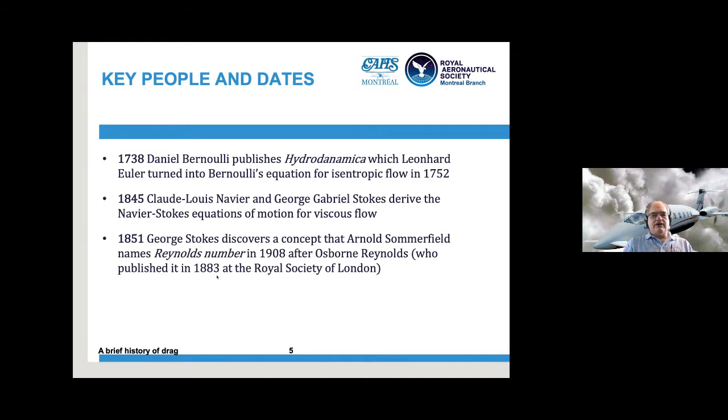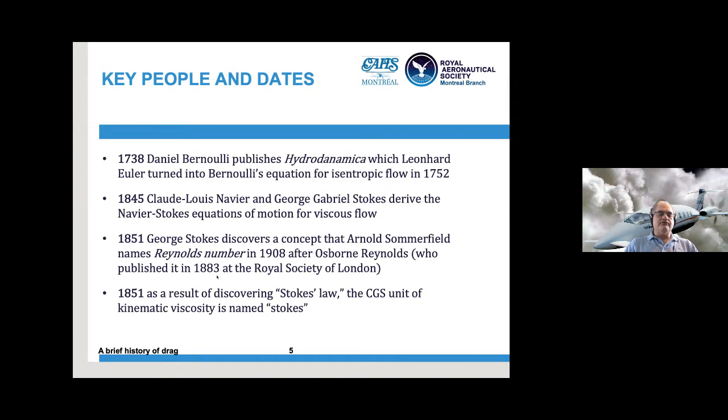Mr. Stokes was actually prolific, and he discovered another concept, which Mr. Summerfield decided to name Reynolds number after his friend Osborne Reynolds, who published it in 1883. So it took 30 years for Mr. Reynolds to publish Reynolds number, which wasn't his invention. It was George Stokes' invention, publicized by Arnold Summerfield. So you can see the path can be somewhat tortuous before we get to the end. But Mr. Stokes did actually come up with Stokes' law, and the metric system kinematic viscosity measure is called a Stokes. So he did get his claim to fame.